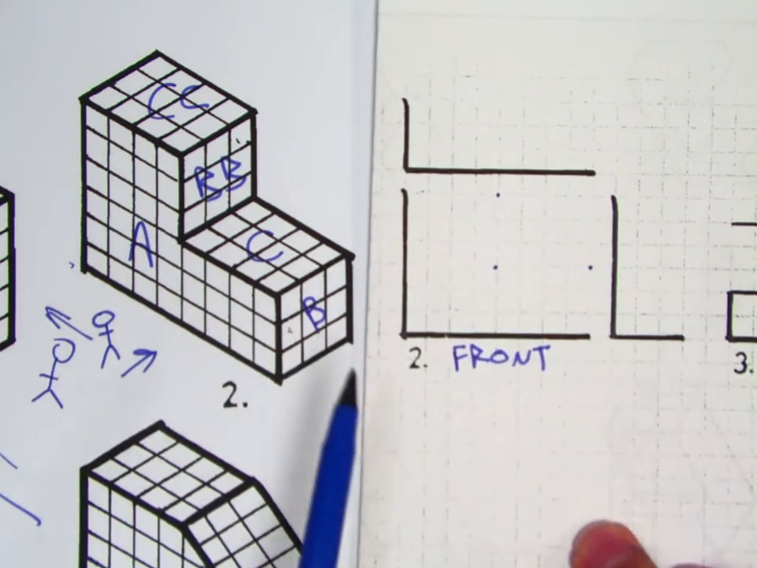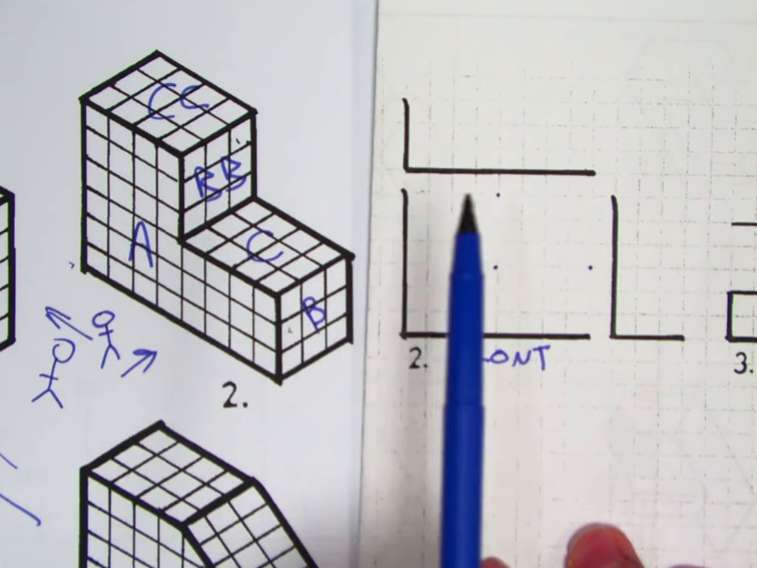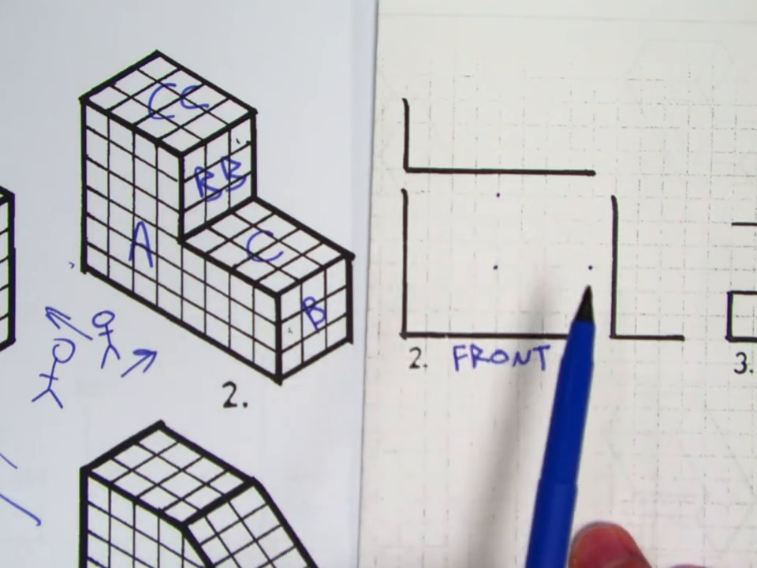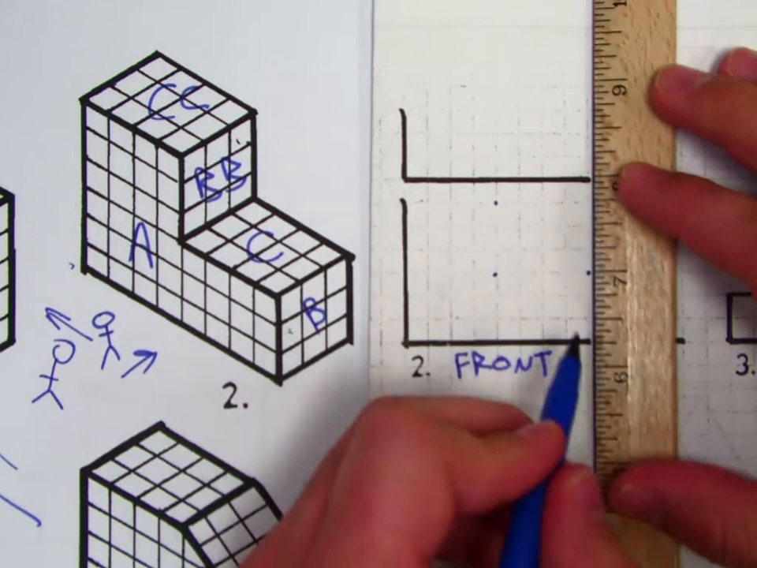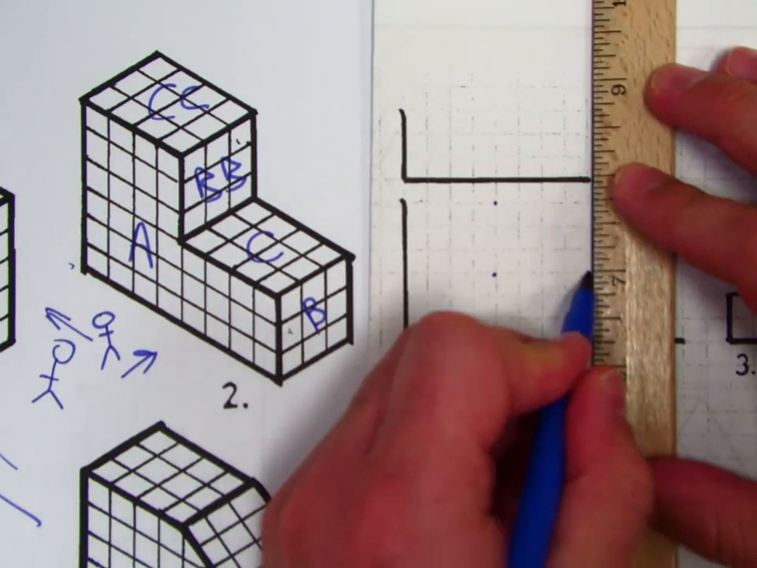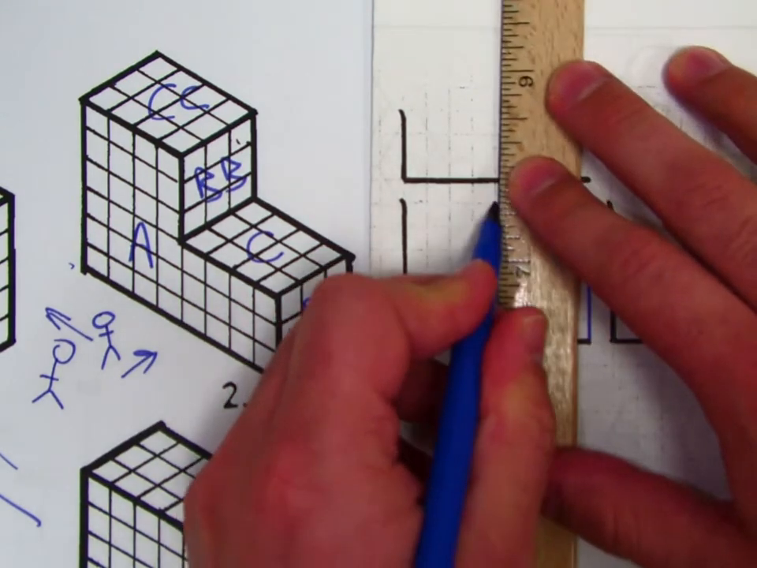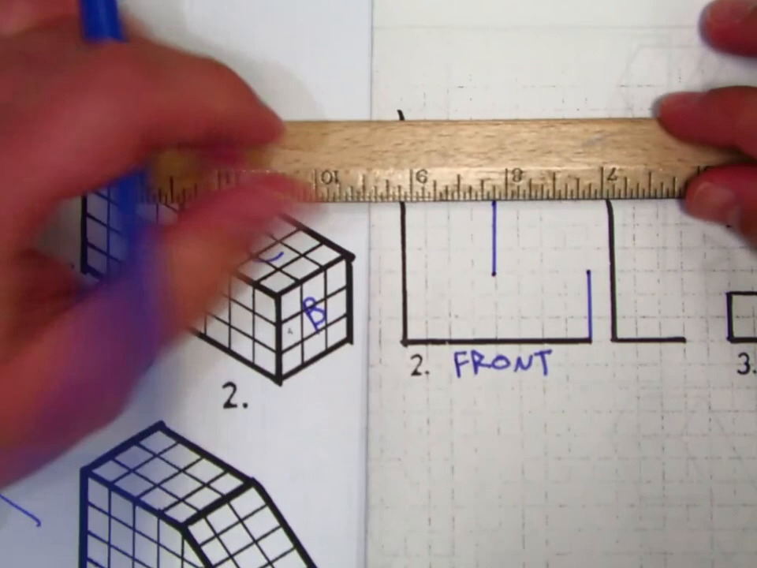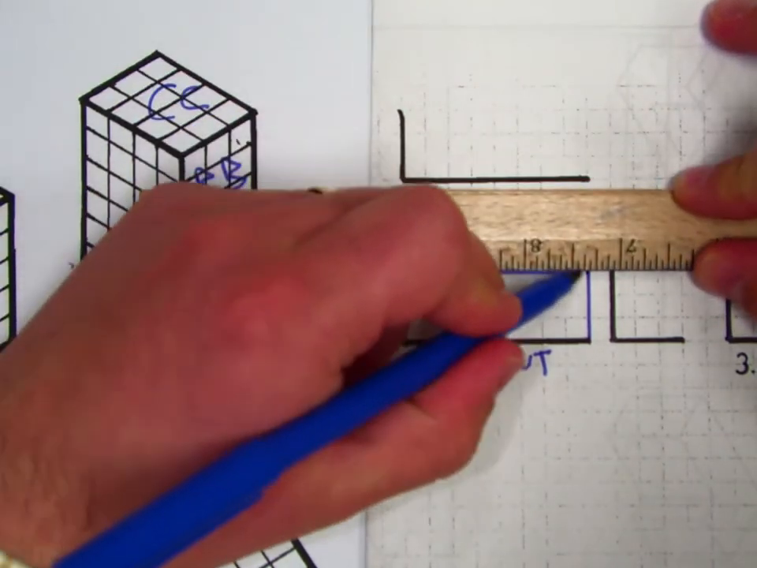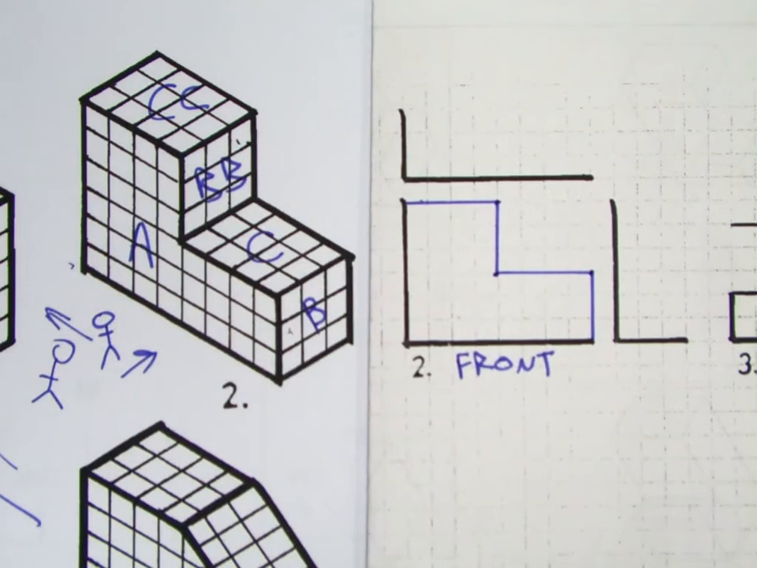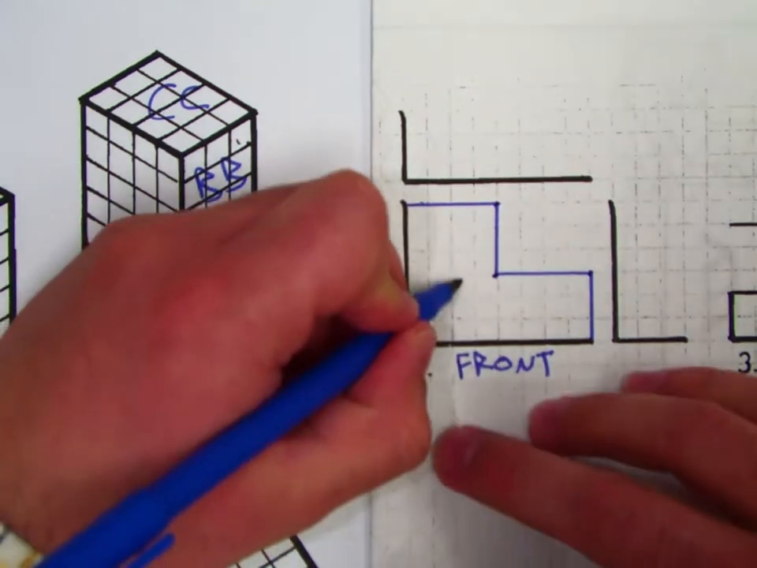I then want to look at my front view and imagine, if I were to connect those lines, would that come out correct? I think so. So now I'm going to connect the dots. And identify the plane.